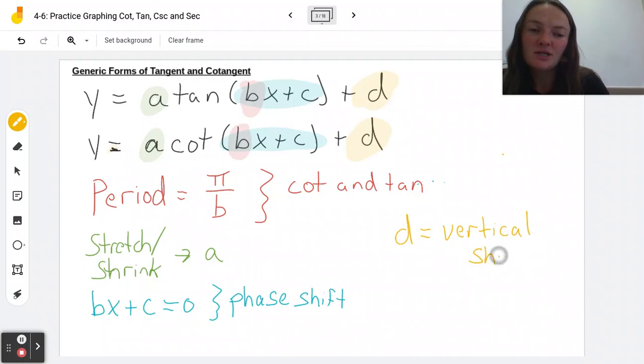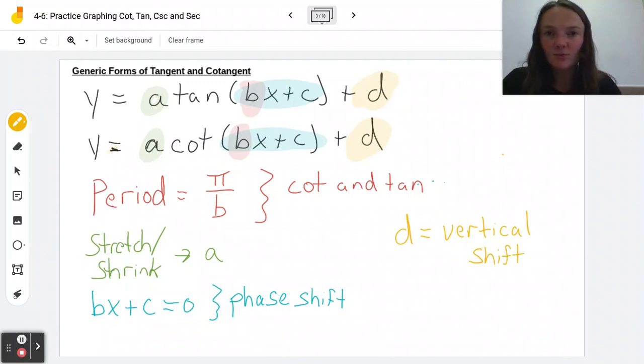Okay, so that's pretty much it for today. I want you guys to kind of start working on memorizing the cotangent and tangent graph. And you also need to remember that the period is going to be a little different in this section. The period of cotangent and tangent is pi over b, not 2 pi over b.